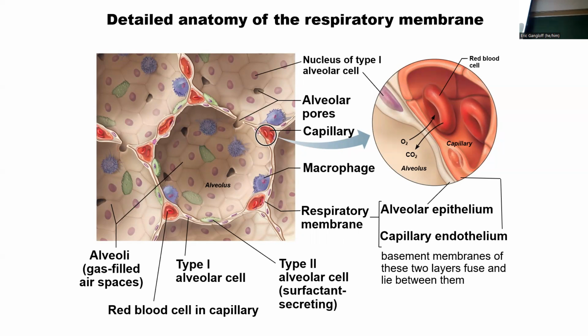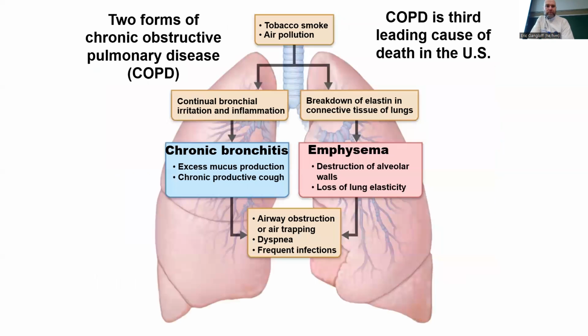We have O2 moving into the blood and into the red blood cells, and CO2 moving out. I think that's all I'm going to say about the alveoli. That's a whirlwind tour.